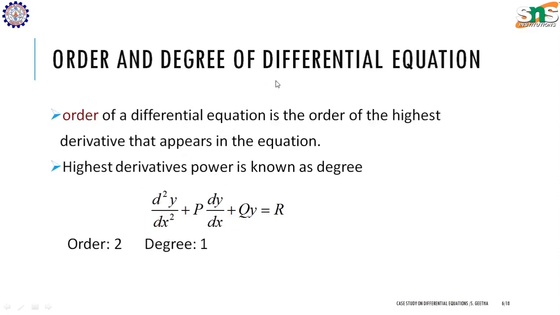Order and degree of a differential equation. The order of a differential equation is the order of the highest derivative that appears in the equation. The highest derivative's power is known as the degree. Consider this differential equation d²y/dx² + p dy/dx + q y = r. Here the highest derivative is d²y/dx², so the order is 2. Its power is 1, therefore the degree is 1.